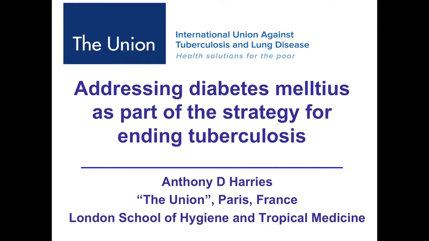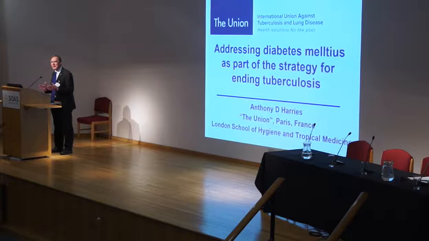What I'd like to do in the next 30 minutes or so is discuss with you addressing diabetes as part of the strategy for ending tuberculosis. And how I thought I'd tackle this is by looking first at the global epidemiology of both diseases, show you how they interact, explain what the global response is to this interaction, and then look at the various components of that global response and see how they fit into the pillars that support the End TB strategy.